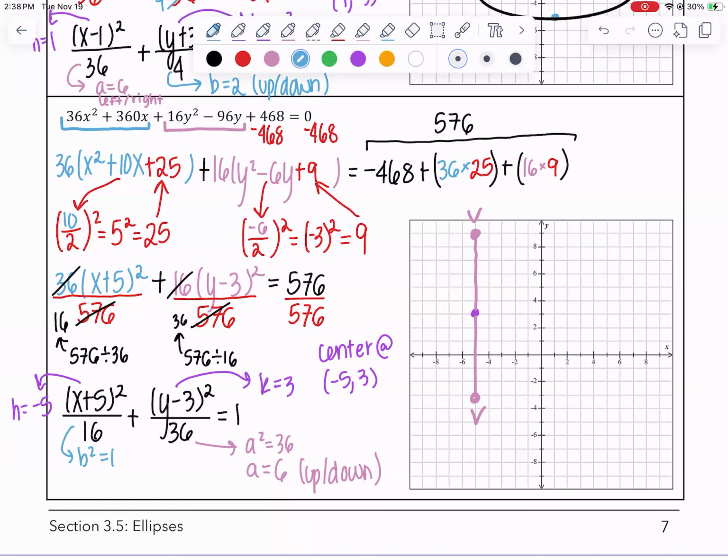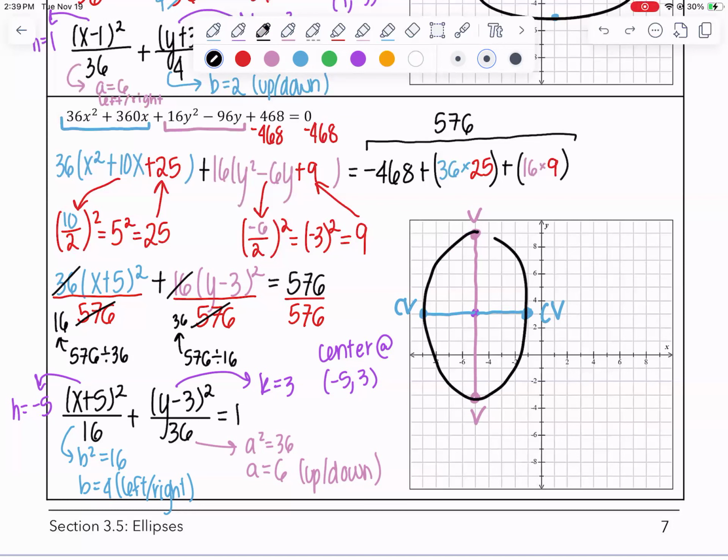B squared is 16. That means b is equal to 4. Because that's underneath the x, that's left and right. So I'm going to go 4 units to the left. 1, 2, 3, 4 units to the left. 1, 2, 3, 4 units to the right. Those are each co-vertices. And boom, that's all you need to plot your beautiful, not a polygon.